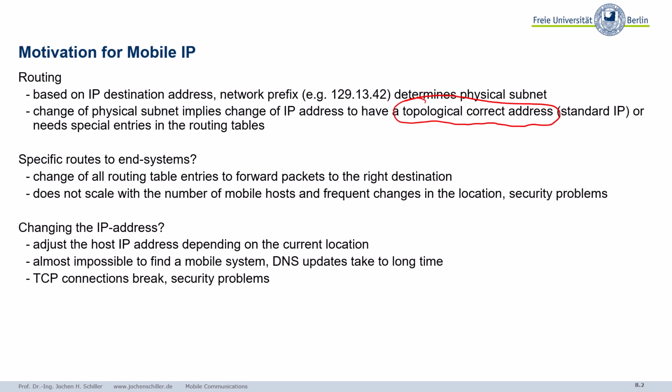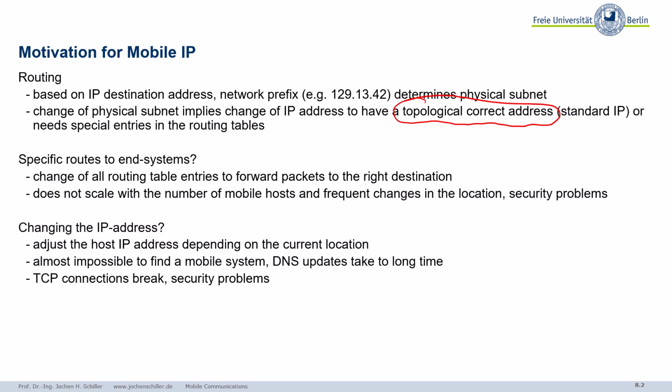Oh, that's a problem. Having specific routes to end systems, so changing all the routing tables to forward packets, does not scale. Think of frequent changes in location. Think of security issues. No way. Well, there's the other possibility, changing the IP address. So that means, depending on your current location, you will have a different IP address. This is exactly what is done today.